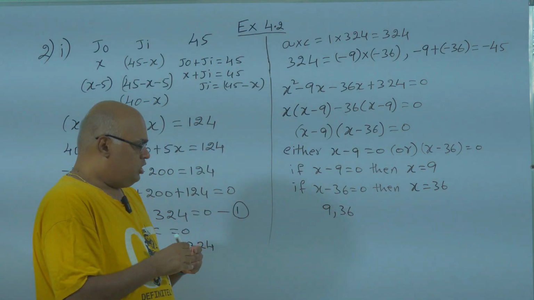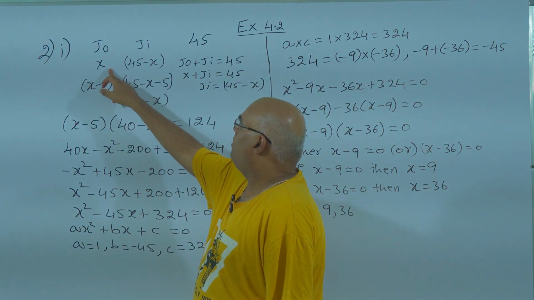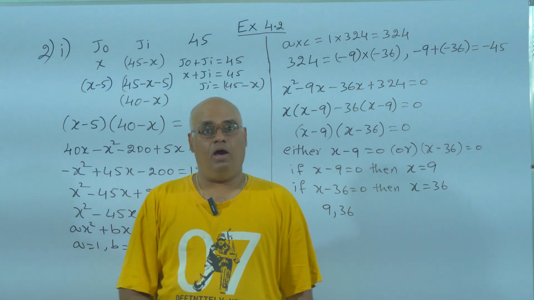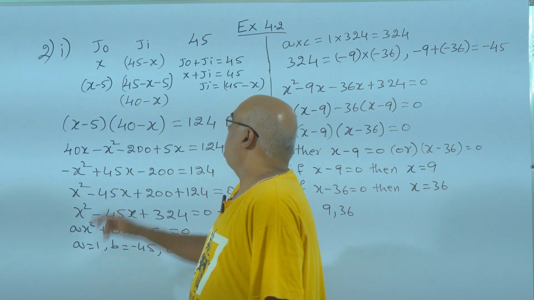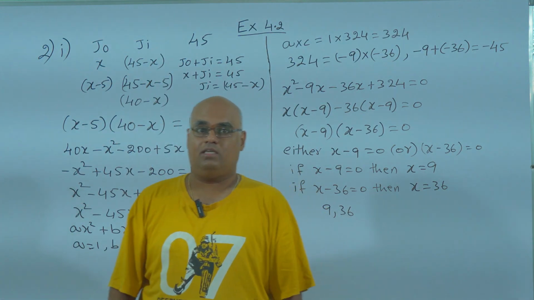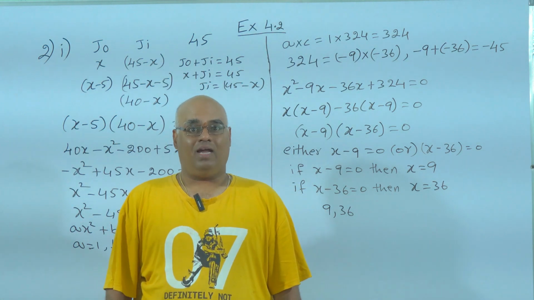What does this mean? If x is equal to 9, what is x? X is nothing but the number of marbles which John is having at the beginning. So if John is having 9 marbles at the beginning, then Jivanti will have 45 minus x. So 45 minus 9, that is 36. So if John is having 9 marbles, then Jivanti will have 36 marbles.